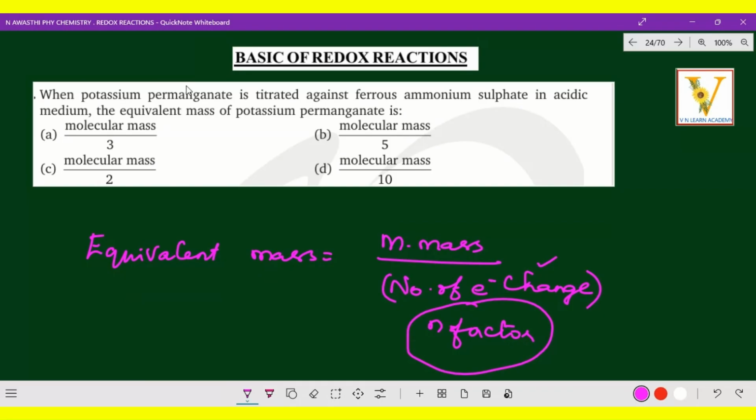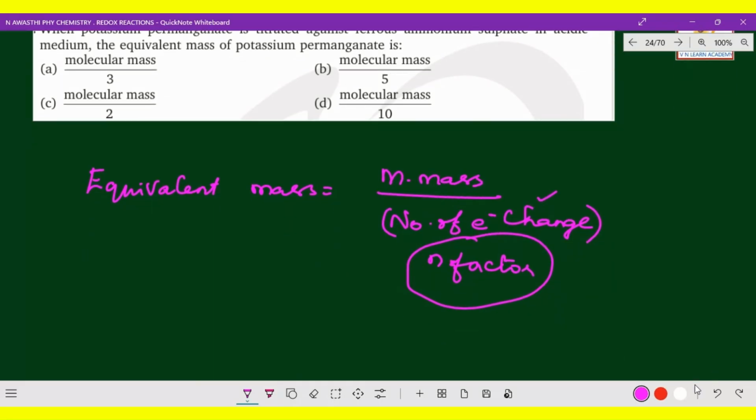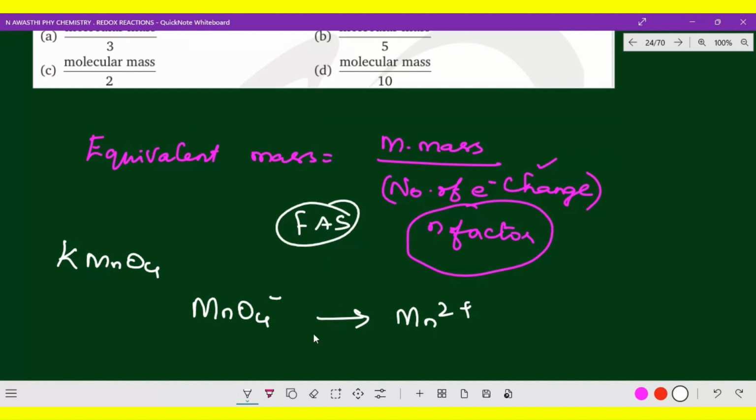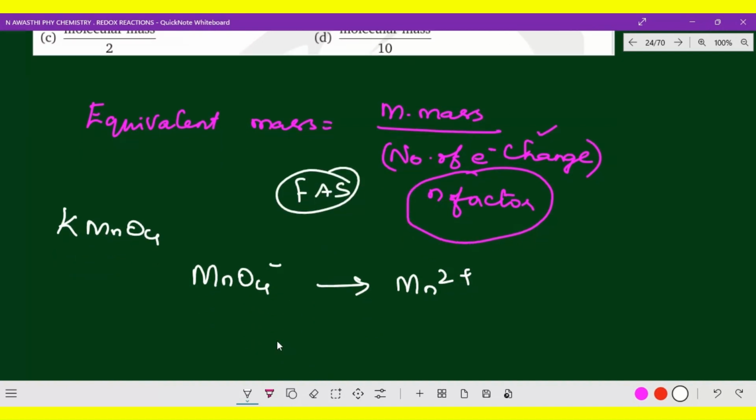Now in this point, they are asking about potassium permanganate, KMnO4. So here we can take that ion exchange, right? Here MnO4 minus has converted to Mn2 plus. This is FAS, ferrous ammonium sulfate, Mohr's salt. So how many electrons change in that? Here, 4 oxygen, no. So here minus 2, so it means minus 8. Minus 8 equal to plus 1. So here minus 1, right? So plus, this is x.